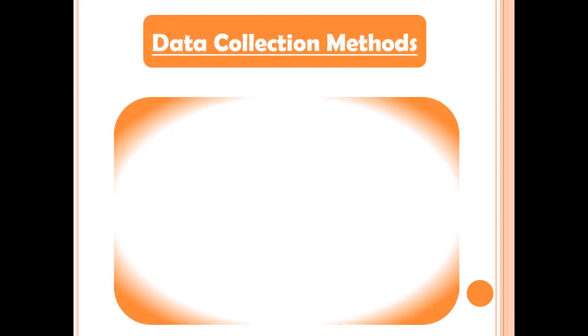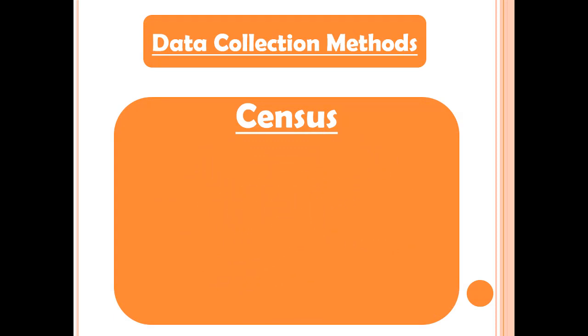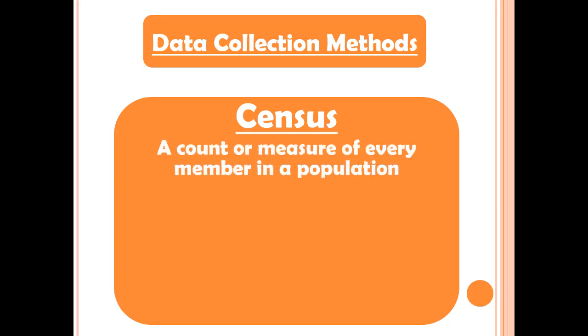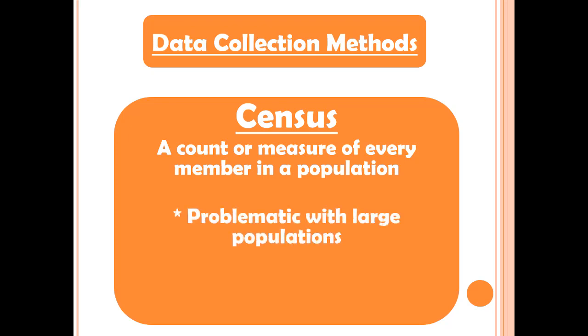Our first data collection method is a census. So what's a census? We've actually talked about this back in section 1.1. A census is a count or measure of every member in a population. Now, that's not easy to do. It's problematic with large populations.